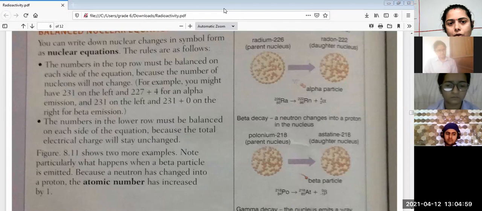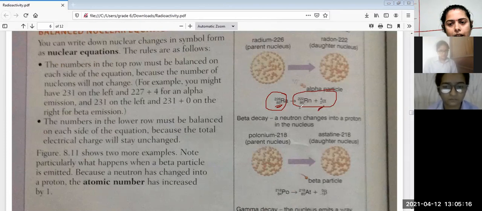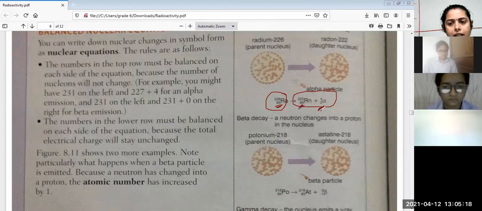Balancing means you have to check whether the left hand and right hand sides are correct. So here you have left hand proton number 88, right? Then you have the alpha decay, that is 2, and here it is written 86. 86 plus 2 gives rise to 88. Correct. Similarly 226, 222 plus 4, 226, correct.